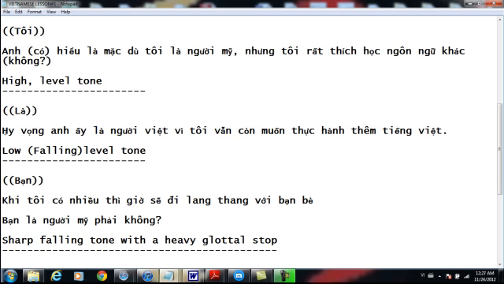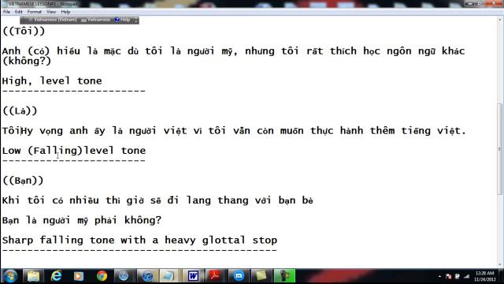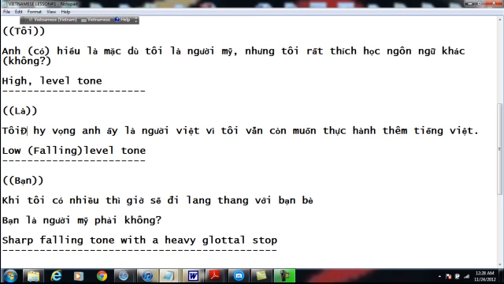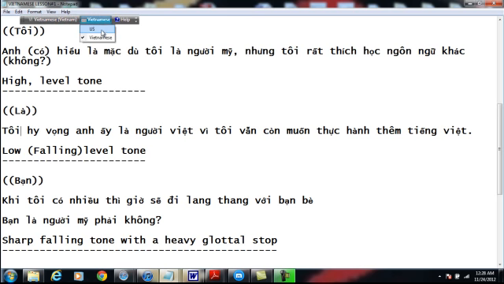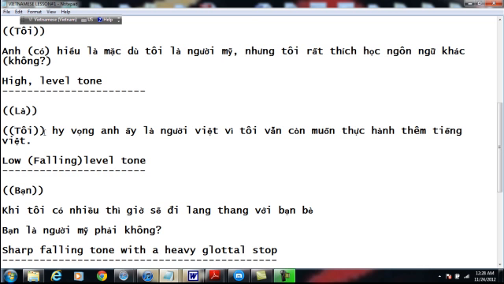Okay, I could have added, oh, I don't have my keyboard on. Just a second. Just in case somebody may say, oh, you add "tôi." So I could have added "tôi" here. I put it in parentheses because if you omit it, people know that it's you talking. So, hy vọng anh ấy là người Việt. So I hope that he's Vietnamese. All right, moving on.